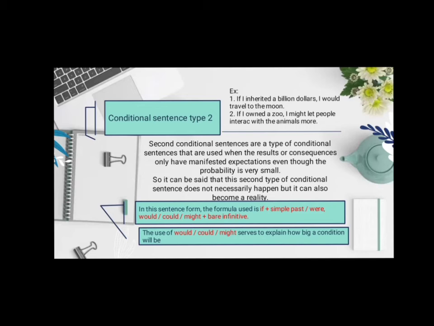Conditional type 2. Second conditional sentences are a type of conditional sentence that is used when the result or consequences only have manifested expectations, even though the probability is very small. So it can be said that this second type of conditional sentence does not necessarily happen, but it can also. The formula used is if plus simple past, or would, could, might, plus infinitive.